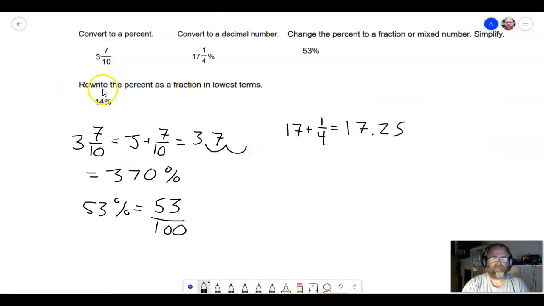All right, and then the last one here says rewrite the percent as a fraction in lowest terms. So let's do that again, same thing. So 14%, that's going to be equal to, we'll just drop the percent, right? That is 14/100. And again, I already know that both of those are divisible by 2, so I know it's going to simplify further than that.